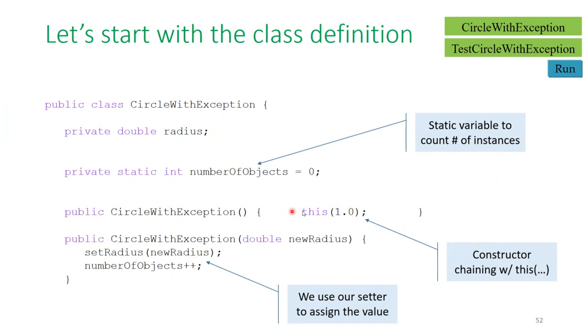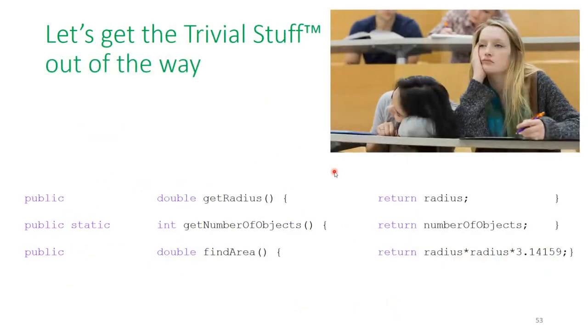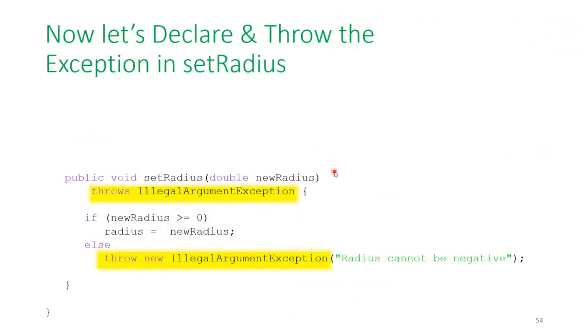CircleWithException, that's a constructor. It chains to the other constructor. The no-arg constructor calls the one-arg constructor. The one-arg constructor says, well, you gave me a radius, let me set my radius to that value. Then I increment the number of objects of that class that have been created so far, which is what this static attribute is keeping track of. Kind of basic stuff, even more basic: getRadius, getNumberOfObjects, findArea or computeArea. I think we called it computeArea before. These are basic methods, no surprise there.